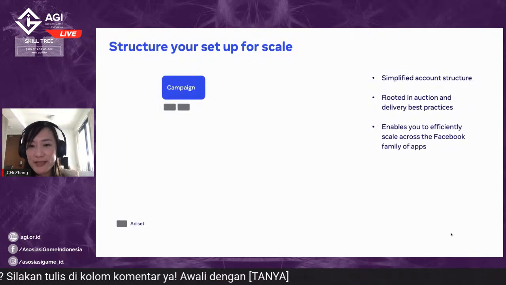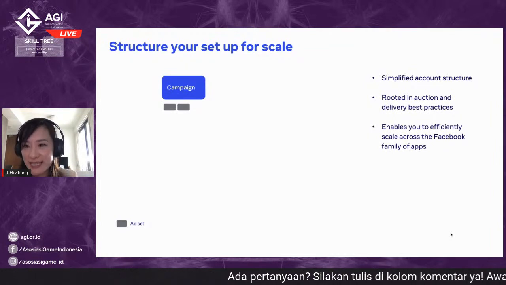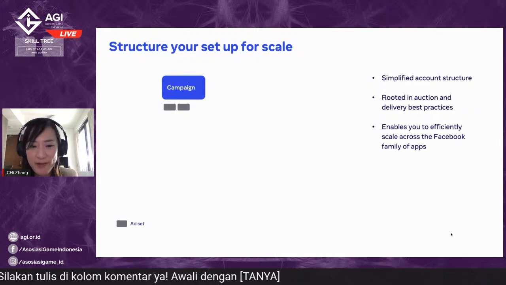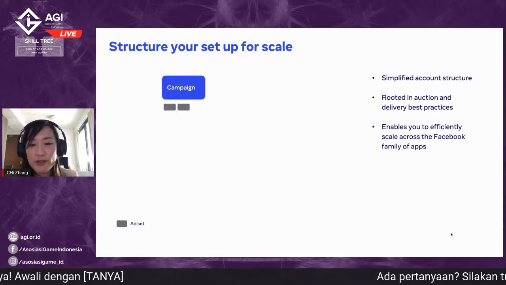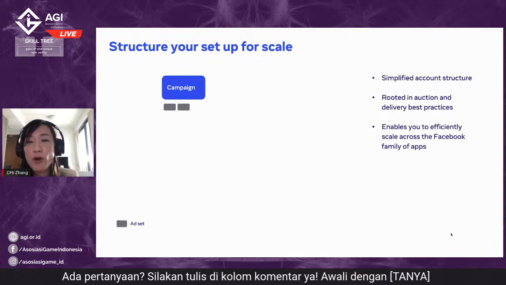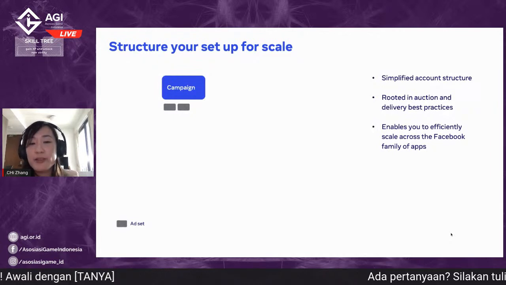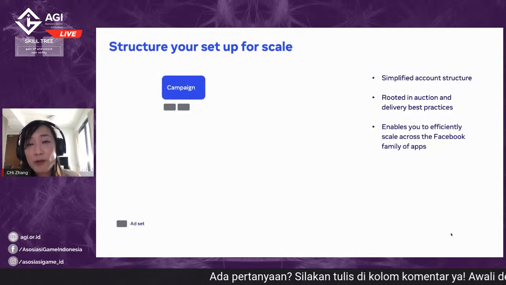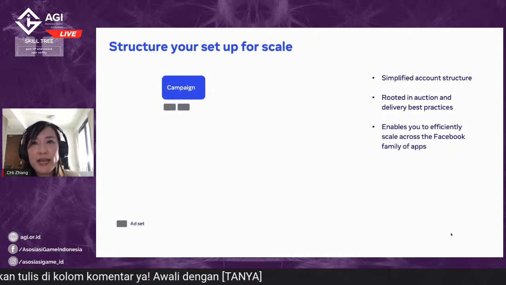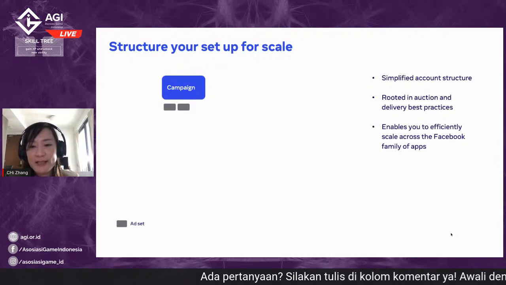On this next slide, you can see a much more simplified account structure that's rooted in our auction and delivery best practices. This will enable you to operate efficiently across all the different Facebook family of ads. This simplified account structure leads to more auction signal to drive faster exit from the learning phase, resulting in more efficient CPAs, and it can increase your scale by consolidating whenever possible to give the maximum number of signals to our auction system. It also removes any kind of constraints and allows our machine learning system to really perform at its optimal level.